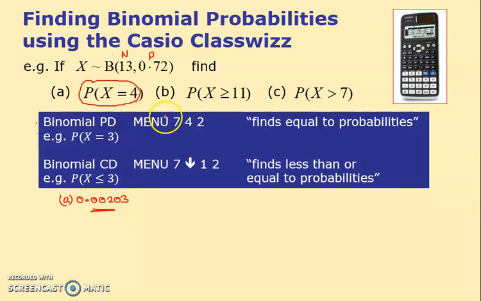Next question, probability x is greater than 11. Again, think what this means. It means I want 12, I want 13. It only goes up to 13, so they're the ones I want.